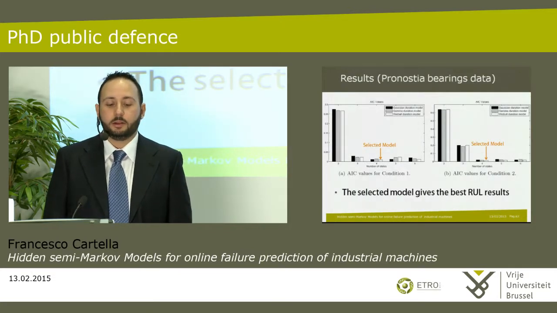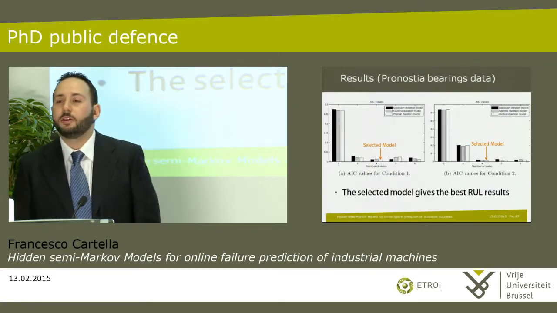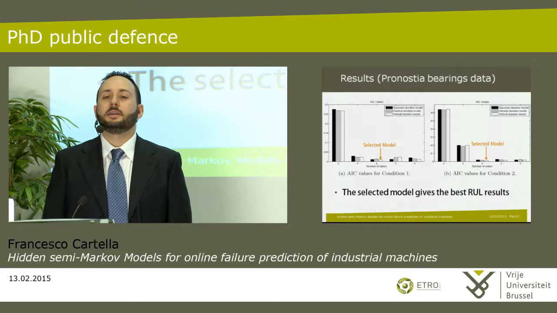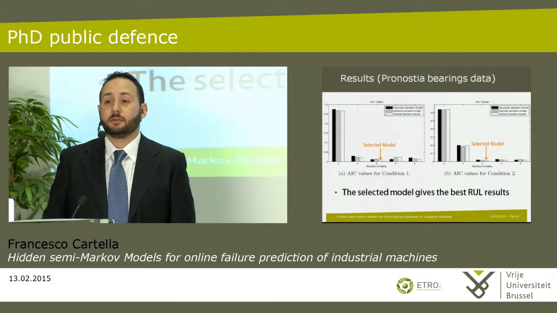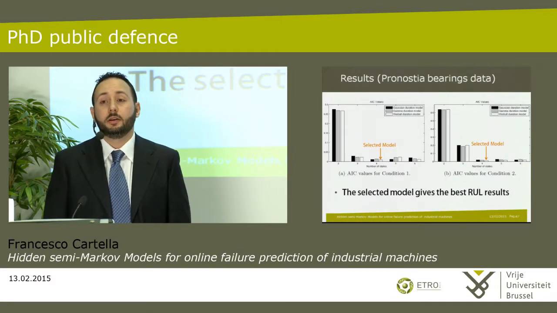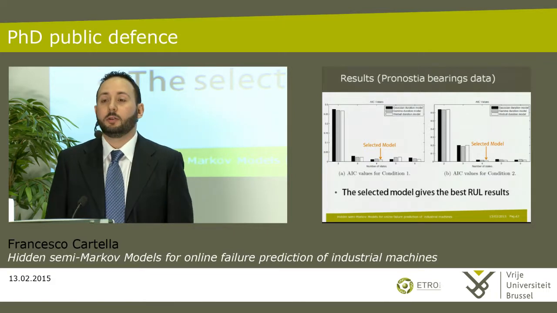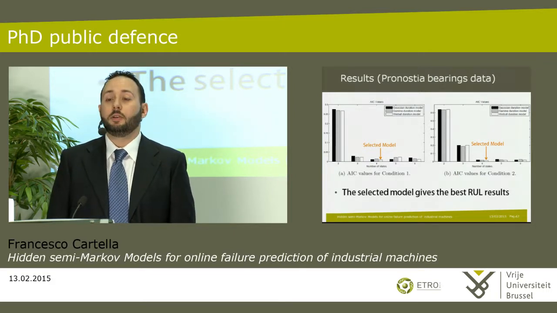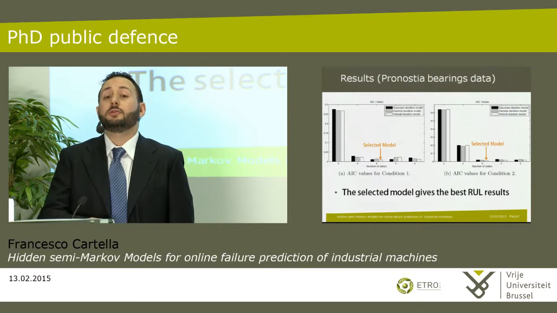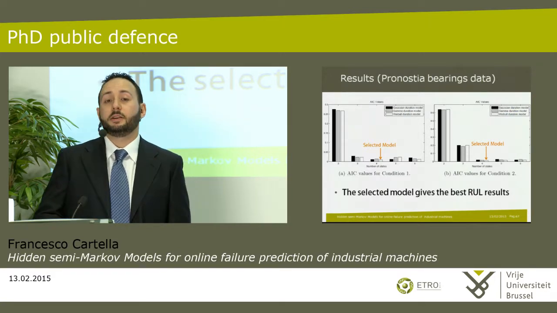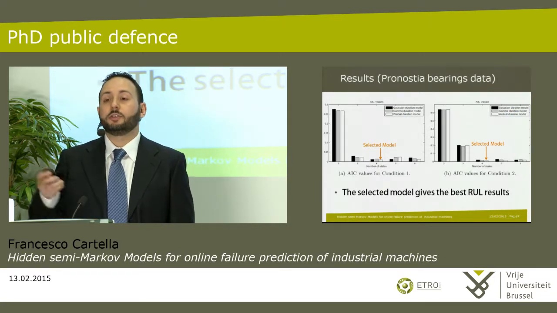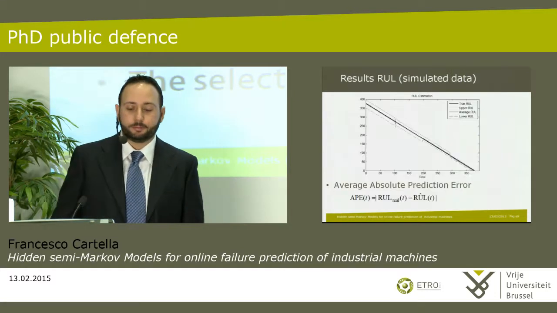We also applied the Akaike information criterion to a real use case. In this case, we used the Pronostia bearing monitoring data. The optimal structure returned by the Akaike information criterion was a hidden semi-Markov model with 4 states and a Weibull duration distribution. And actually, this structure gave us the best results in terms of accuracy of remaining useful lifetime estimation.